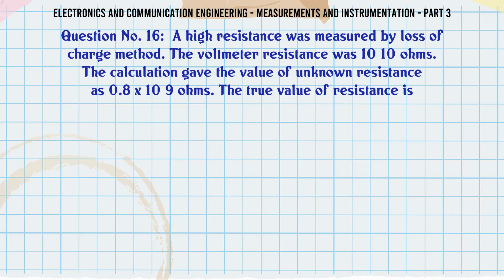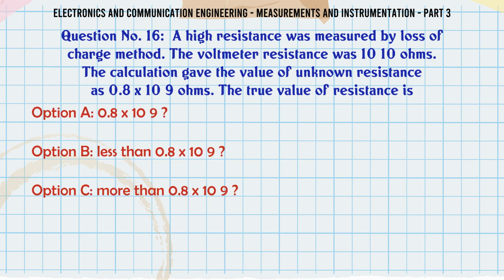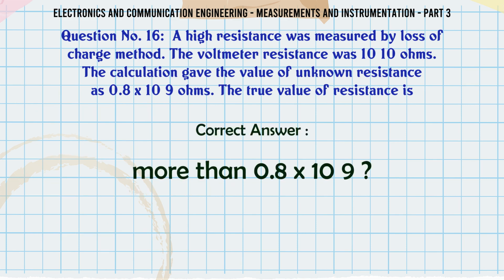A high resistance was measured by loss of charge method. The voltmeter resistance was 10 ohms. The calculation gave the value of unknown resistance as 0.8 x 10⁹ ohms. The true value of resistance is: A, 0.8 x 10⁹; B, less than 0.8 x 10⁹; C, more than 0.8 x 10⁹; D, either B or C. The correct answer is more than 0.8 x 10⁹.